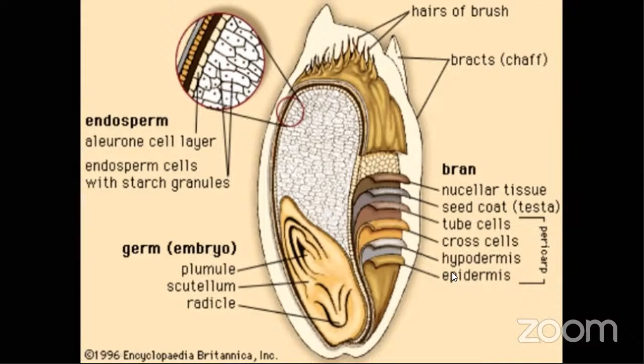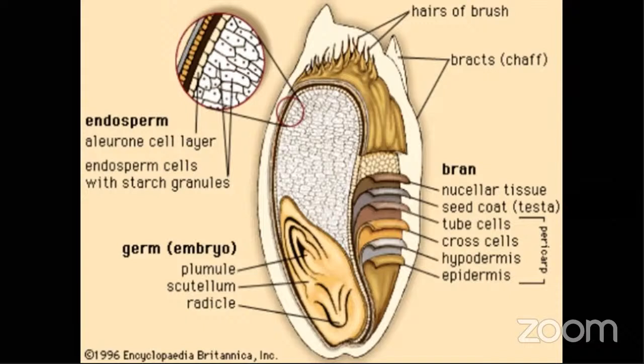Yes, ma'am. First epidermis, then hypodermis, then cross cells, tube cells, then is the seed coat, testa, then nucellar tissue, then is the aleurone layer, then is the subaleurone layer, and thereafter it is the endosperm. So this is there.